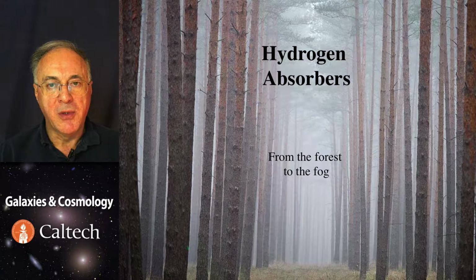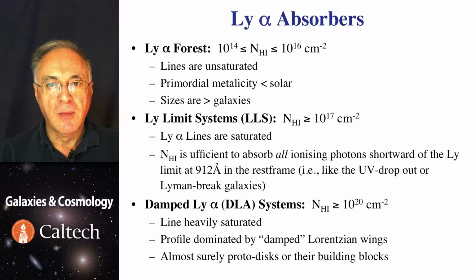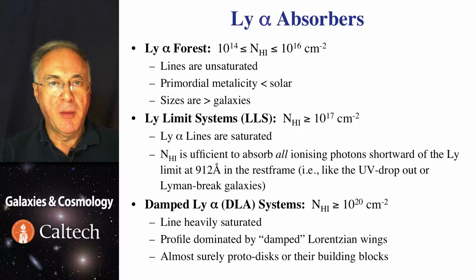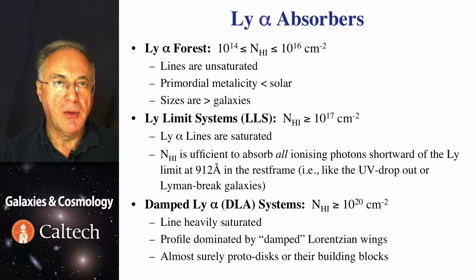Let's now talk about the most common absorbers, which are those due to hydrogen. We can divide them according to the projected column density, as I mentioned earlier. So Lyman alpha forests are clouds which have unsaturated lines, and they correspond to column densities ranging up to 10 to the 16 per square centimeter or thereabouts. They have very little, if any, metals, and their sizes are bigger than those of galaxies. They're not yet collapsed into galaxies.